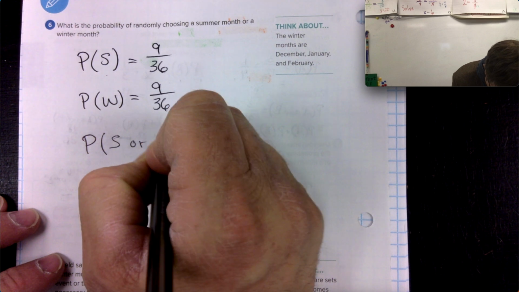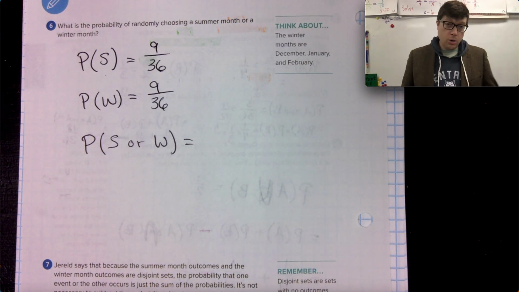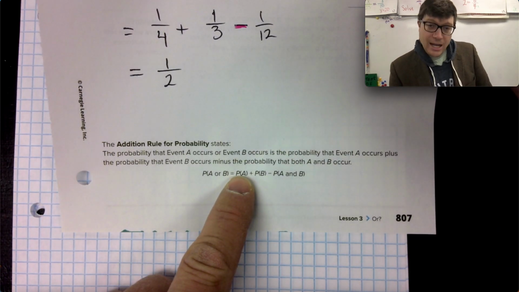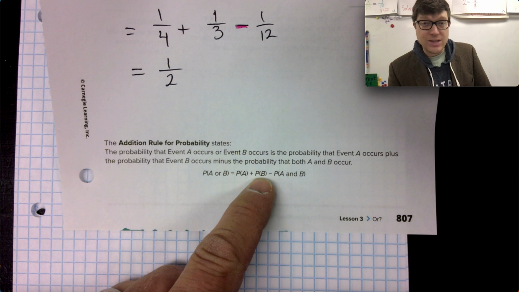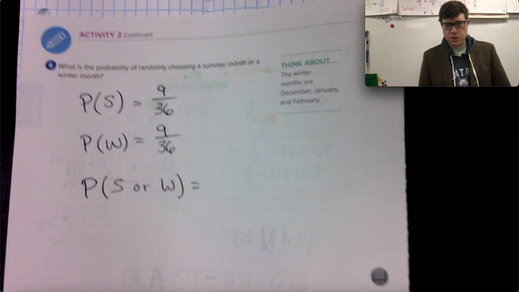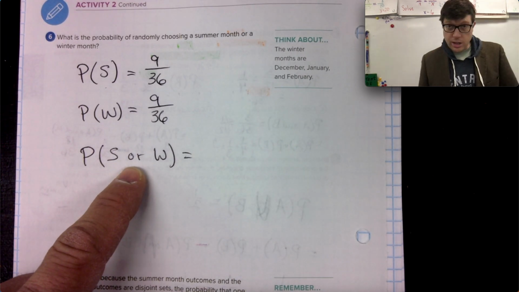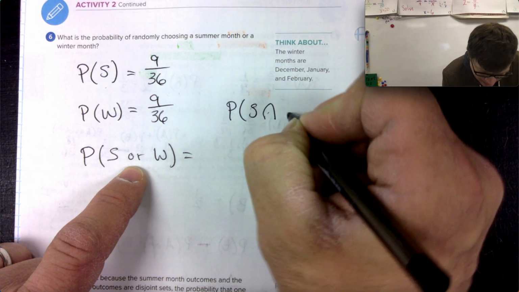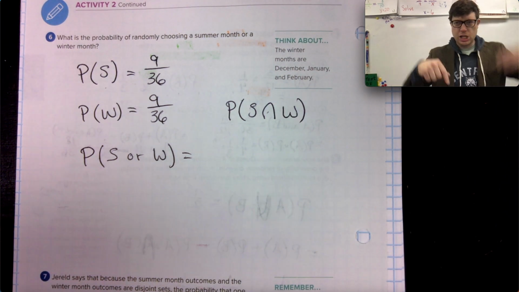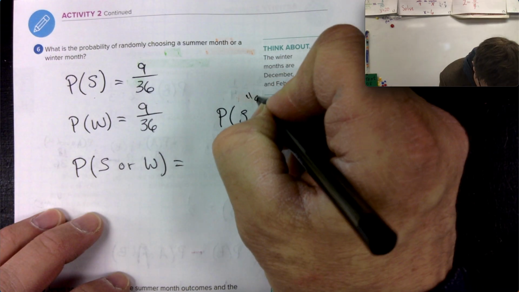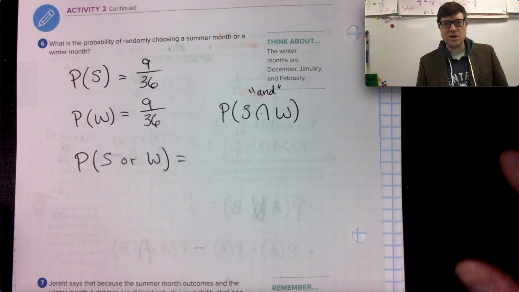The probability of choosing a summer or a winter month. You know, by the addition rule of probability, you're supposed to add the probability of the first thing to the probability of the second thing, and then take away the probability of what they have in common. That's the intersection with and. So before I calculate this, let me go over here on the side and write down P of S and W. Reminder, that upside down mountain U shape is called an intersection, and it's the word and. That just took so long to write down. I'd rather just write this one.